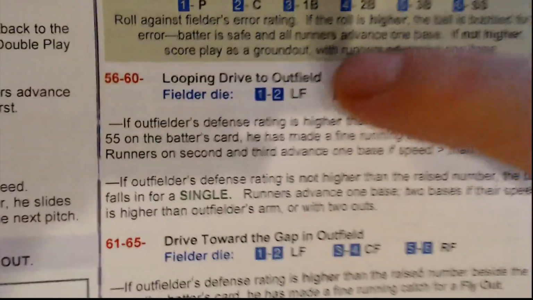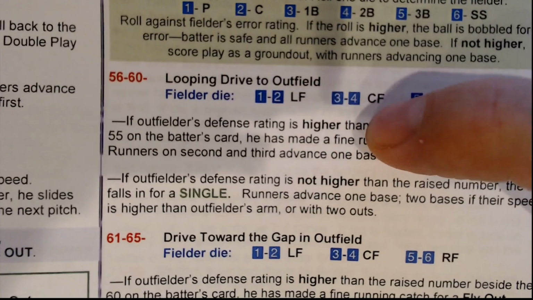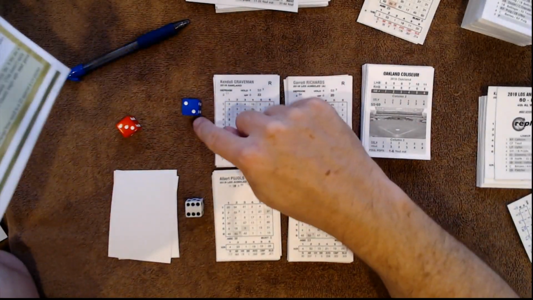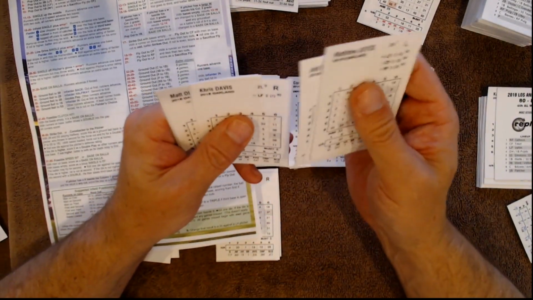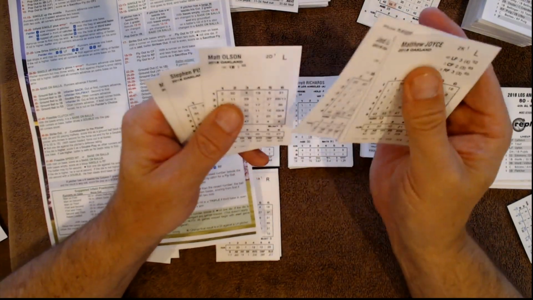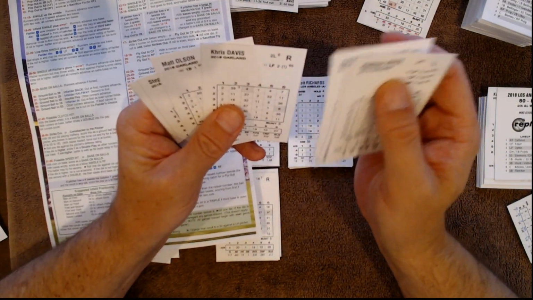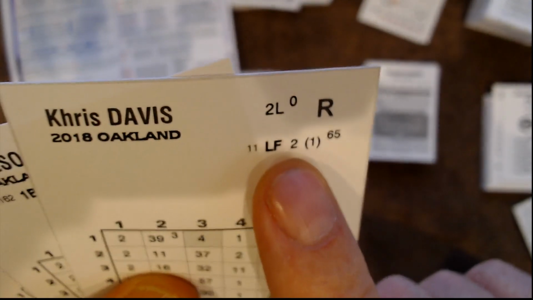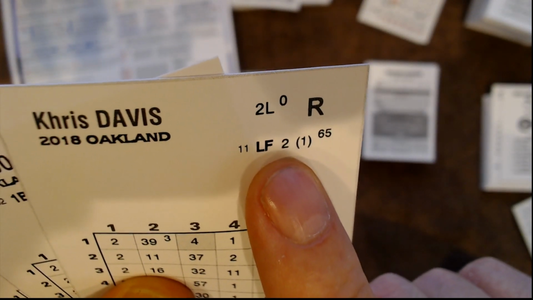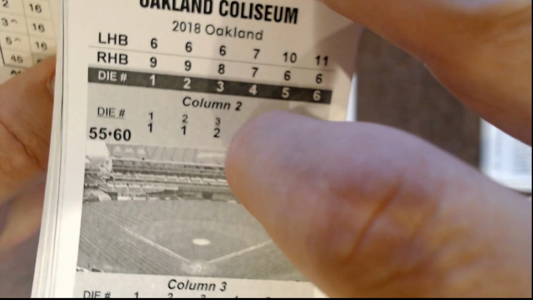We look at the blue dice. It tells us 1 to 2 is left field, 3 to 4 is center, and 5 to 6 is right field. So it was to the left fielder. So if you look at our left fielder, let's see who was playing left here. It's actually Chris Davis playing left in this game. So he's got a range of 2, which is not higher than the 2 that we rolled on the card. Remember, we rolled a 3, which is a 2, so he did not make the catch.